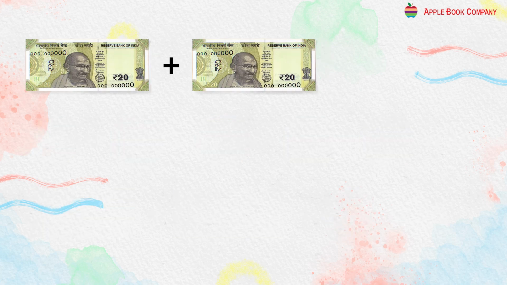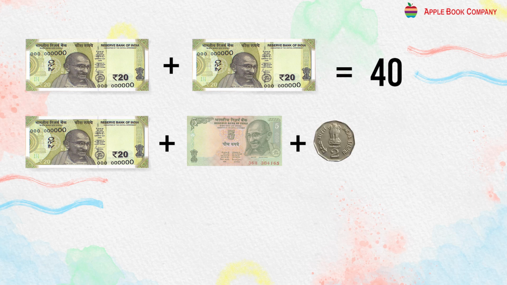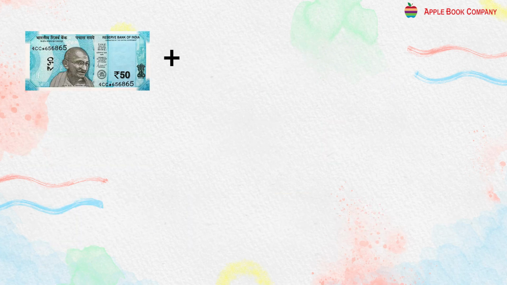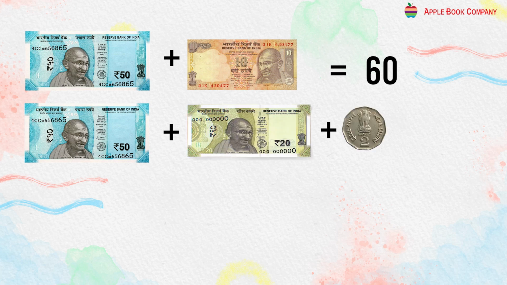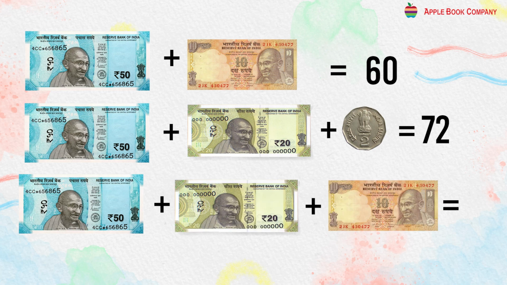Then you have 2 20 rupee notes, which is 40. Then you have 20 plus 5 plus 2. So 5 plus 2 is 7. 7 plus 20 is 27. Then you have 50 plus 20 plus 5, which is equal to 75. Then you have 50 and 10, it is 60 rupees. Then 50 plus 20 plus 2, it is 72. Then 50 plus 20 plus 10 will give you 80.